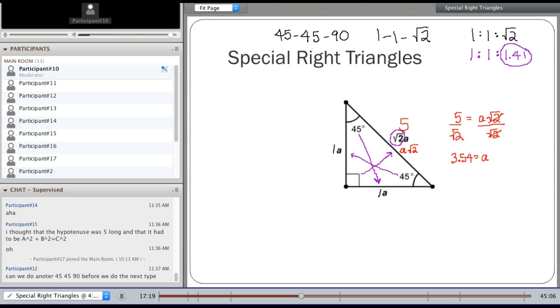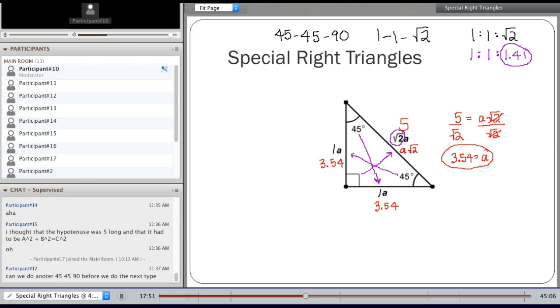Yes, we sure can, Anthony. We're not quite done just yet because what we have to do, and it's not a hard thing, is make the extension to realizing that would be the length of each of these sides because it's equal to a. A is 3.54. That means each of these legs is 3.54 because they are a. They're equal to a.